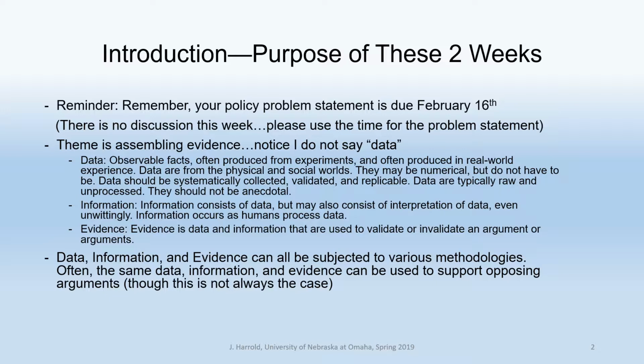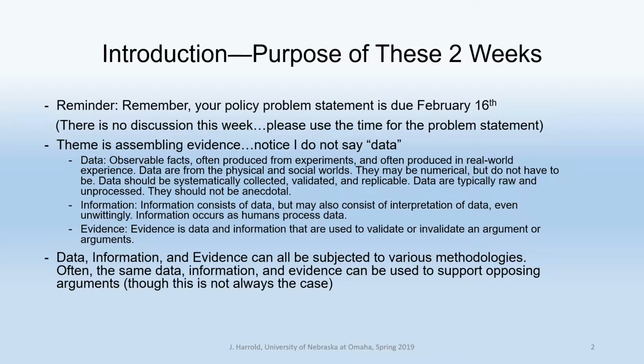Information, on the other hand, consists of data often, but it also consists of the interpretation of data, even unwittingly. And I'll get to that in a second. Information occurs as humans process data. So this idea of cigarette smoking is based on data, but we process information and then start to form value judgments about that data in terms of the information that we use in our day-to-day existence. And then evidence is data and information that are used to validate or invalidate an argument or arguments.